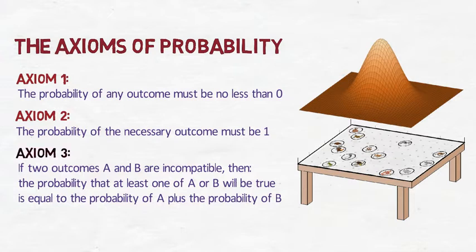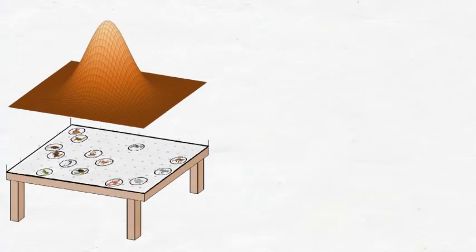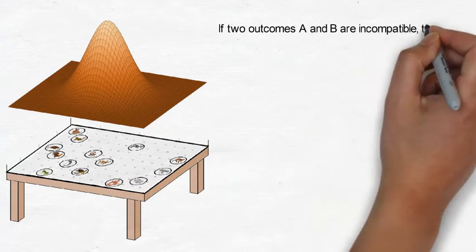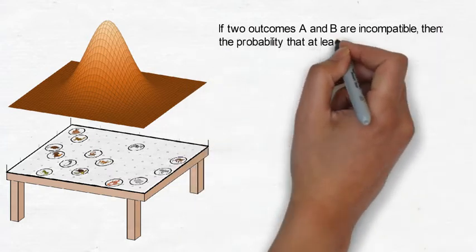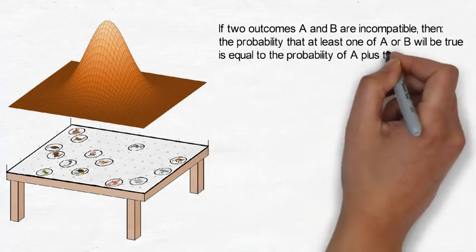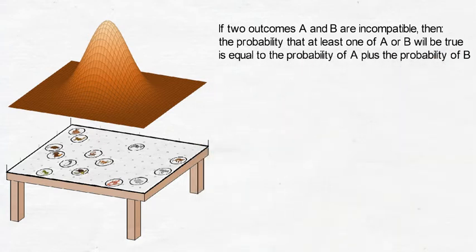The final axiom, as we've seen, is the trickiest. It says that if any two outcomes are inconsistent, then the probability that one or the other will be true is going to be equal to the sum of their individual probabilities. So let's break that down into its parts. First, recall from the first video that when we say that any two outcomes are inconsistent, what we mean is that it's impossible for them to be both true at the same time, and in terms of the outcome space, that means that they do not overlap.